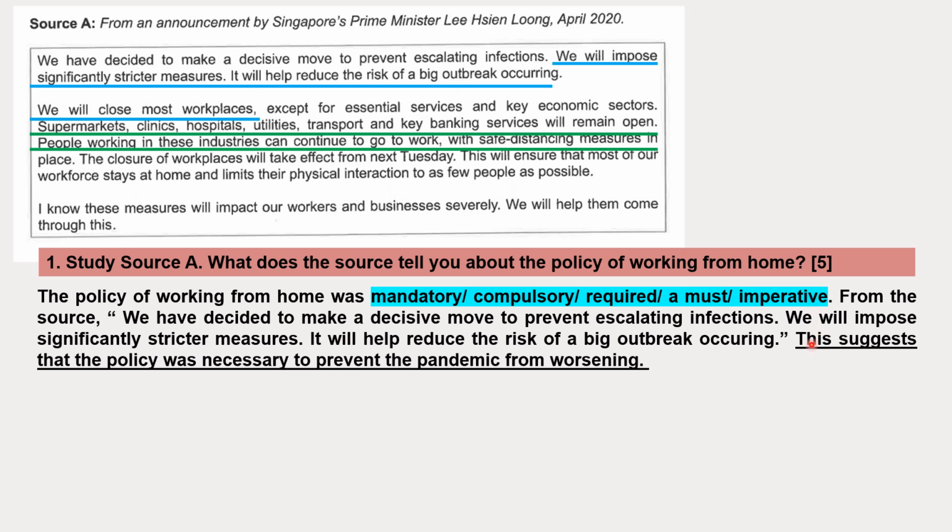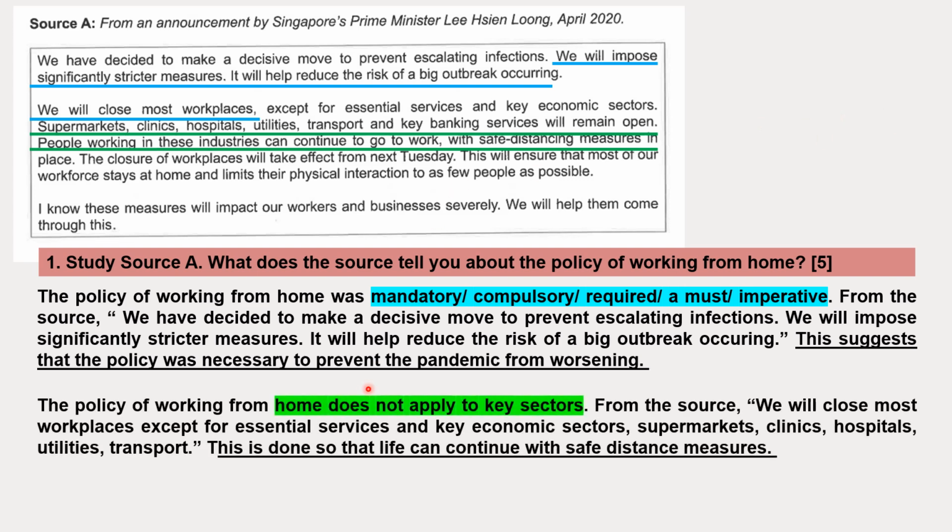and we actually summarize it, all right, that it was necessary to prevent the pandemic from worsening. Okay, so this in blue here corresponds to what is being highlighted. Now, next in green, the policy of working from home does not apply to key sectors, because you can see all these sectors, supermarket, clinics, hospital, all these are key sectors, and this is done so that life can continue with safe distance measure. So at the end of the day, when you make an inference, it is to make an informed guess, right?